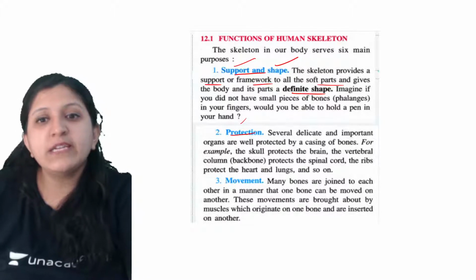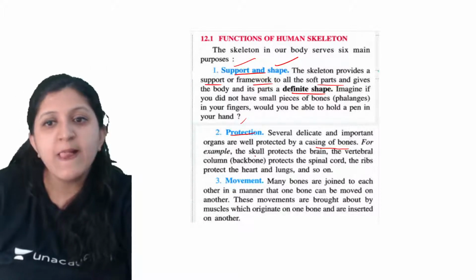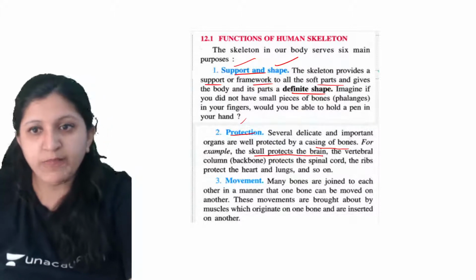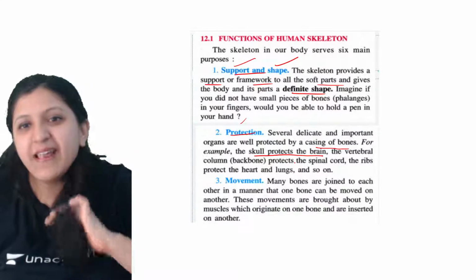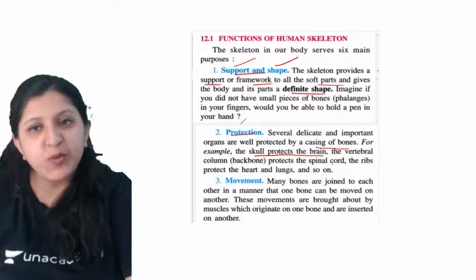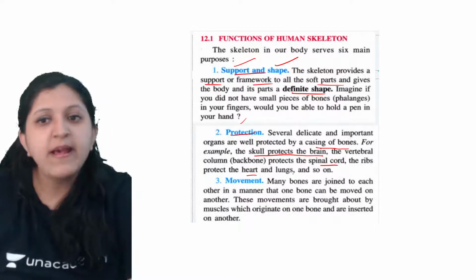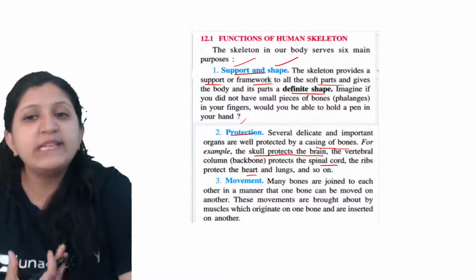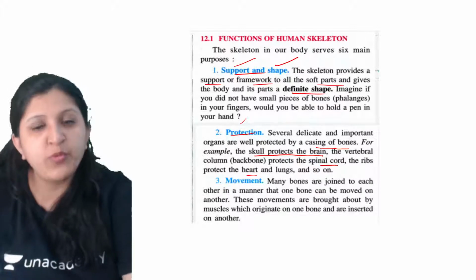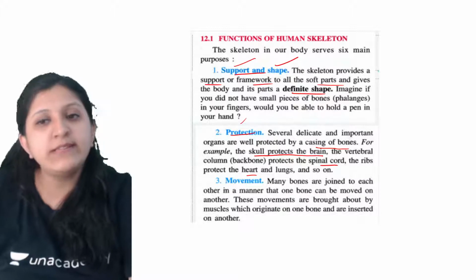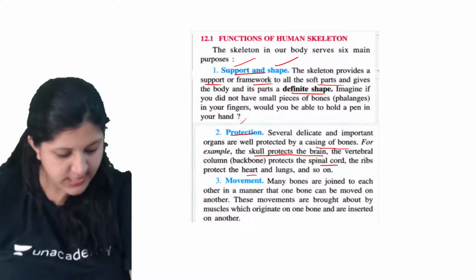Several delicate and important organs are well protected by a casing of bone. We already discussed this. The skull protects the brain. The vertebral column, the backbone, protects the spinal cord, and the ribs protect the heart, lungs, and so on. All these delicate internal organs can get damaged if they are not provided with any protection, so they are protected by the bony skeleton itself.